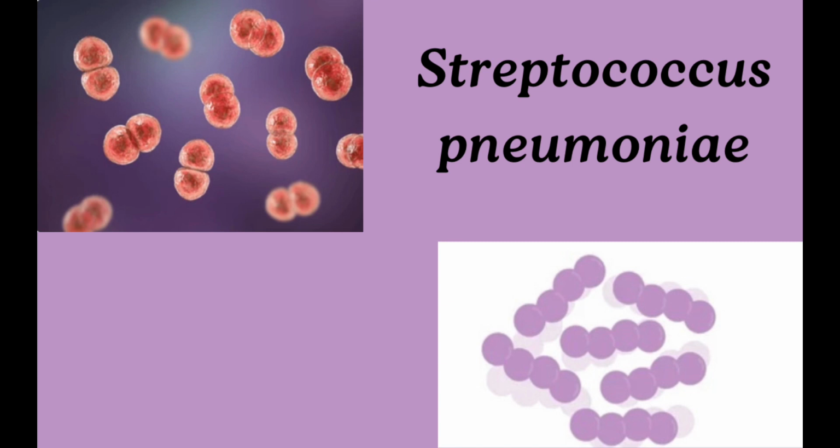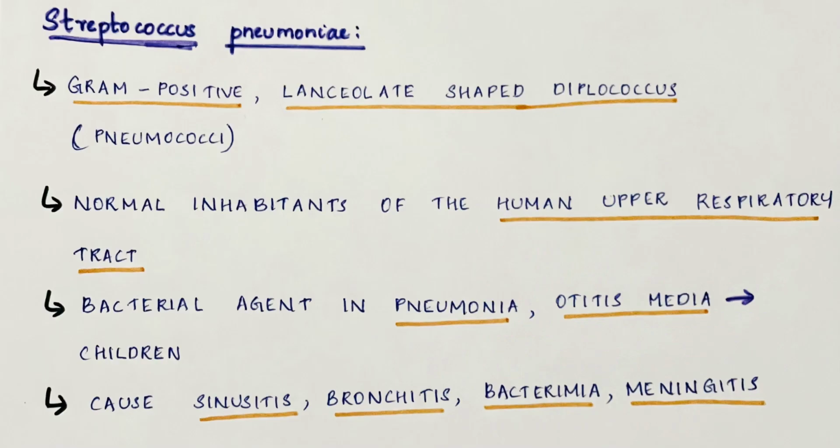In this video, we will be studying Streptococcus pneumoniae: its morphology, virulence factors, pathogenesis, laboratory diagnosis, treatment and prevention will be discussed. Streptococcus pneumoniae is a gram-positive lanceolate-shaped diplococcus. It is commonly referred to as pneumococci. Lanceolate shape refers to a shape that is narrow and tapering, resembling a spearhead.